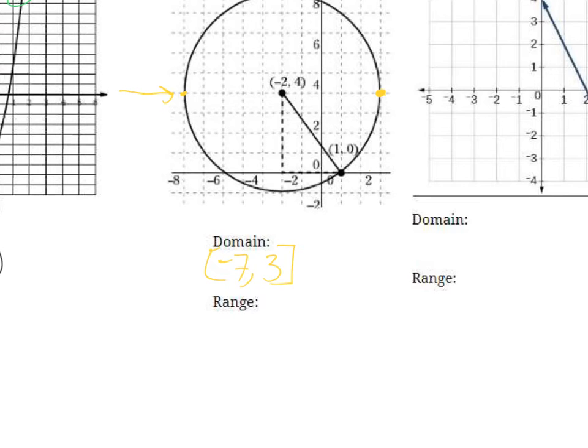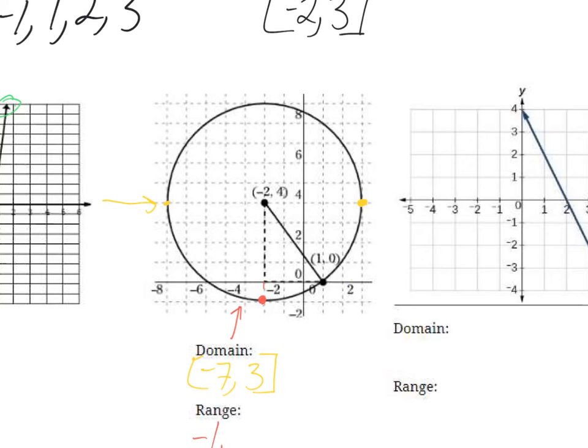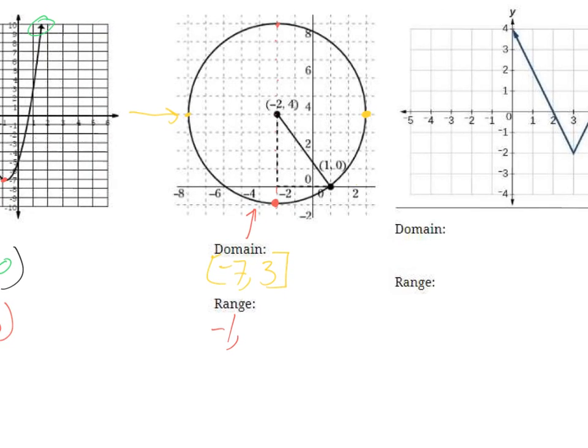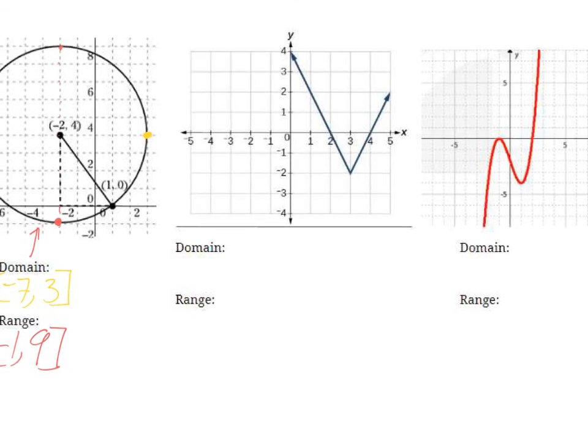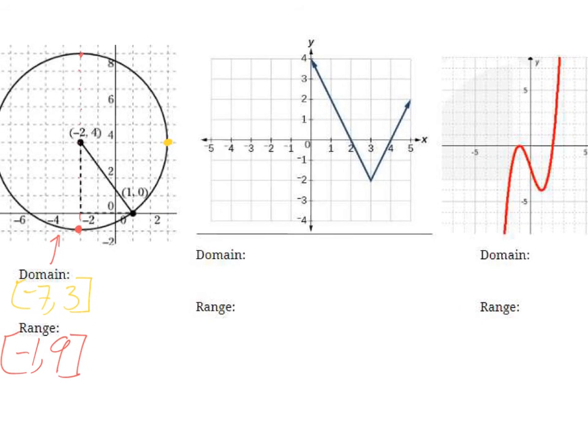Okay, my range. Now for my range, we're going up from the bottom. So we're starting at the bottom. The very lowest point is right there, which is at -1. And then what is the top point? So the tallest is going to be at 1, 2, 3, 4, 5, 6, 7, 8, 9. So at 9. So we have -1, 9. Parentheses, brackets, or one of each? They're both going to be brackets again because it actually touches those points. Okay, I want you to go ahead and try this next one on your own.